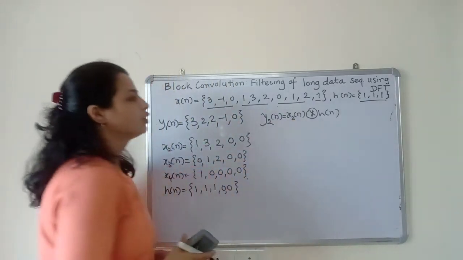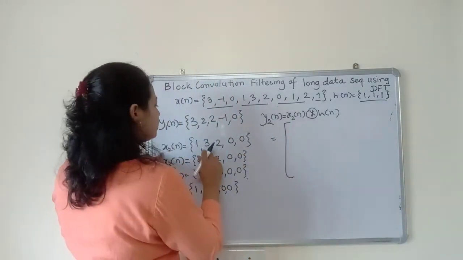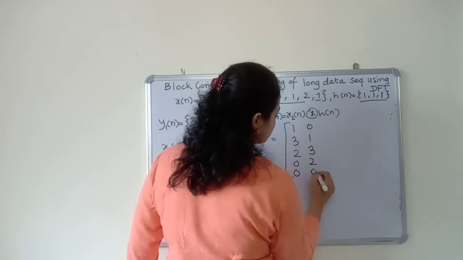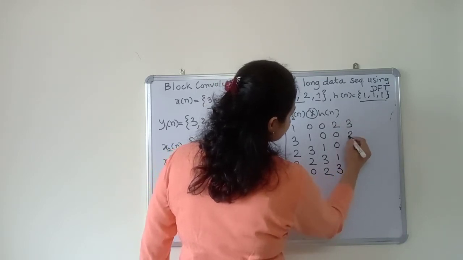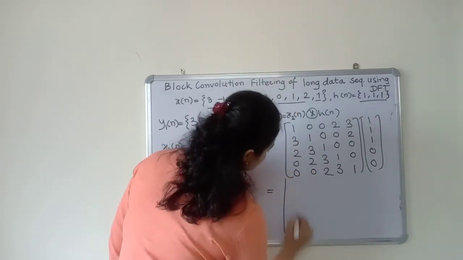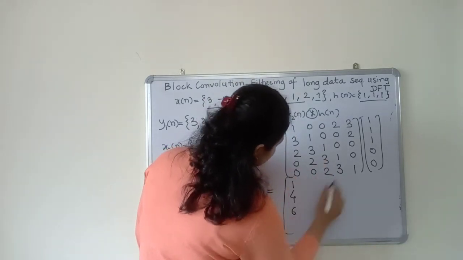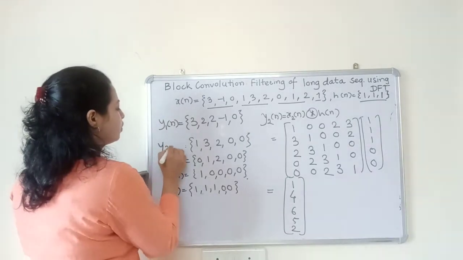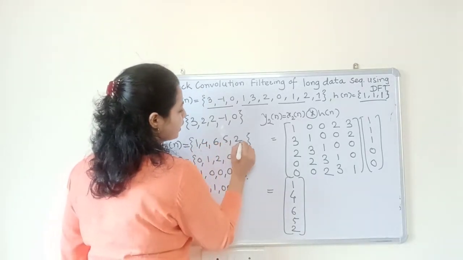Now, y2 of n is equal to x2 of n circularly convolved with h of n. So let us form a circulant matrix for this 1, 3, 2, 0, 0. Multiplying with h of n, this calculation will become 1, 4, 6, 5 and 2. So we'll write here y2 of n equals 1, 4, 6, 5 and 2.